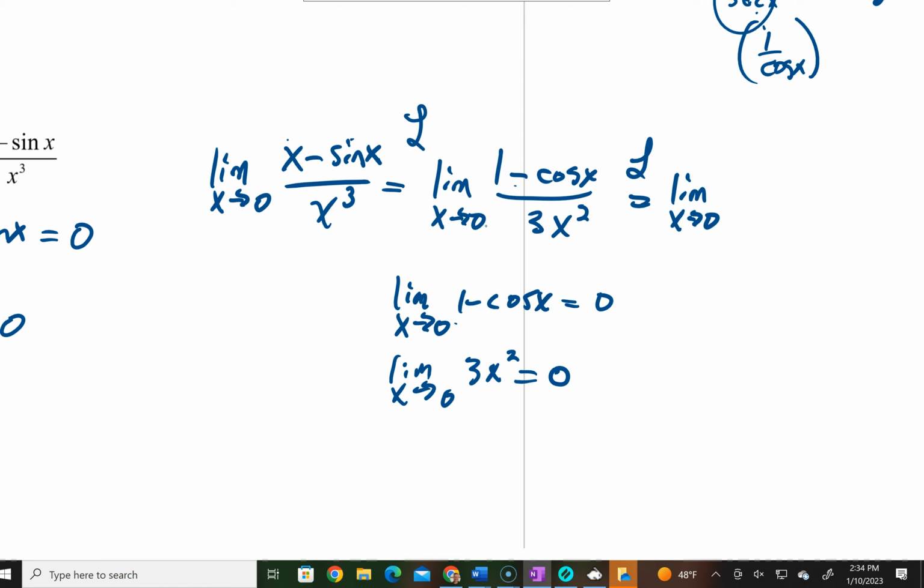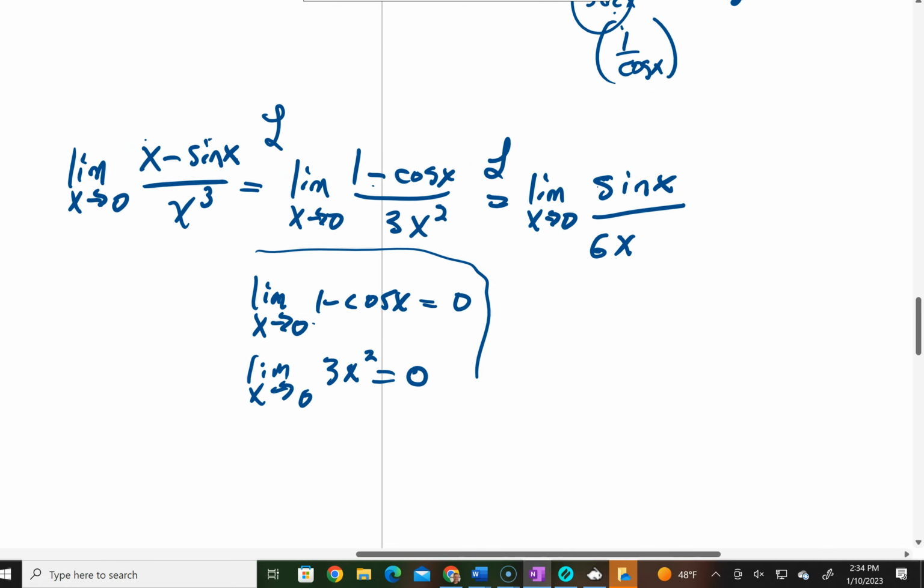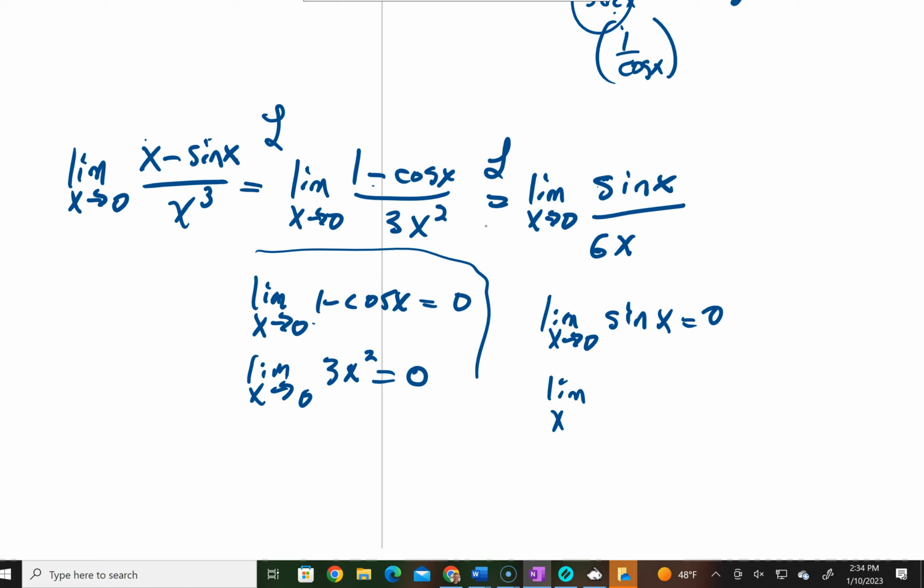Let's see, what's the derivative of 1 minus cosine x? What do we get? Sine. The derivative of cosine is negative sine. Negative, negative becomes a positive. How about down below? What do we get? 6x. Oh my gosh, I still have 0 over 0. But if you're on your toes, you know we're only going to have to do L'Hopital's rule one more time. Why? Because we still are getting 0 over 0. So one more L'Hopital's.